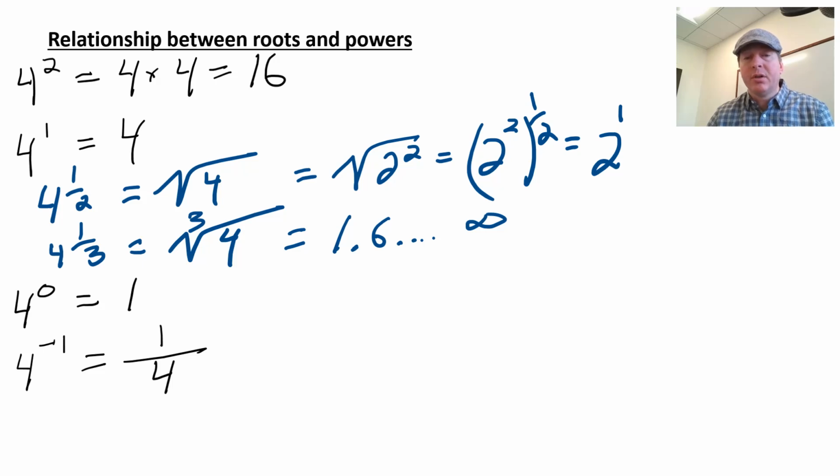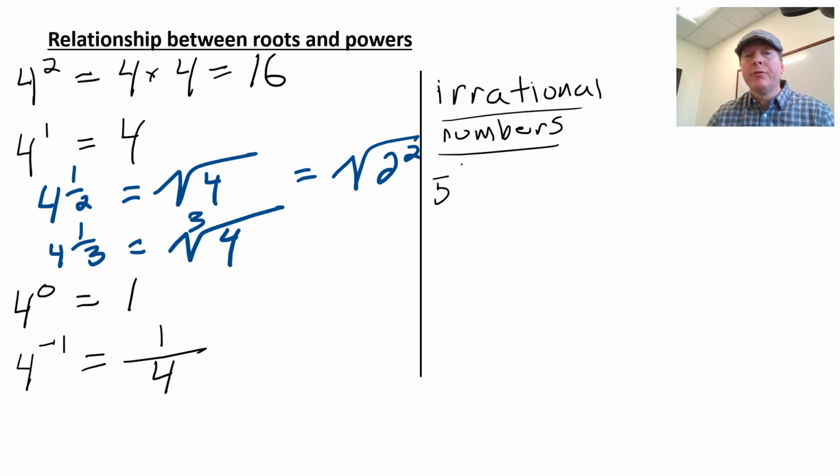So let's see another example. Suppose I wrote the number 5 raised to the power of 1/2. That's the same thing as the square root of 5, which is equal to 2.236 something. It goes off into infinity.